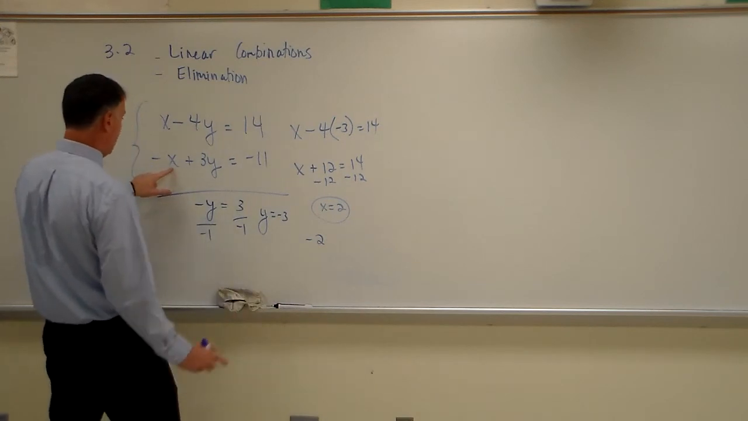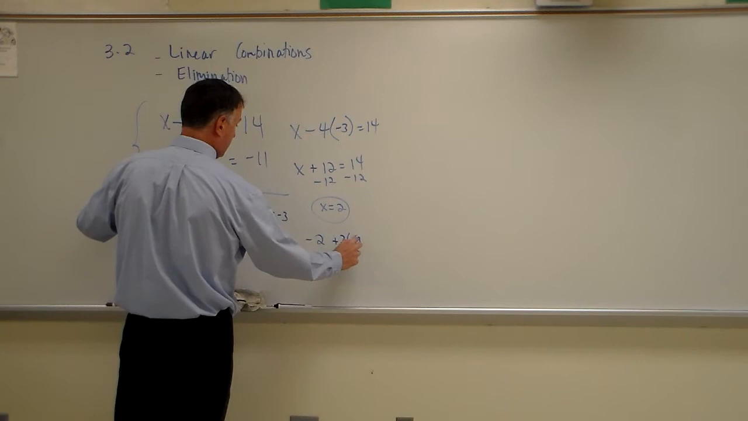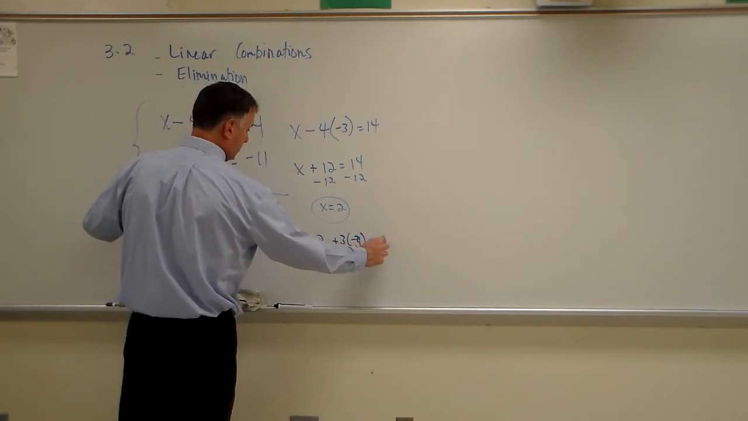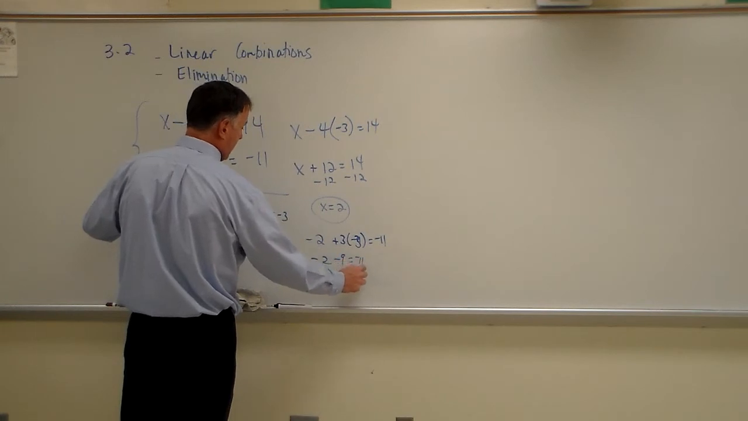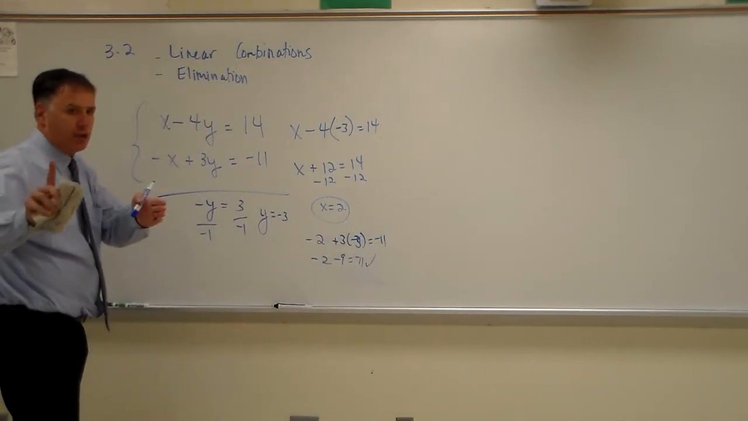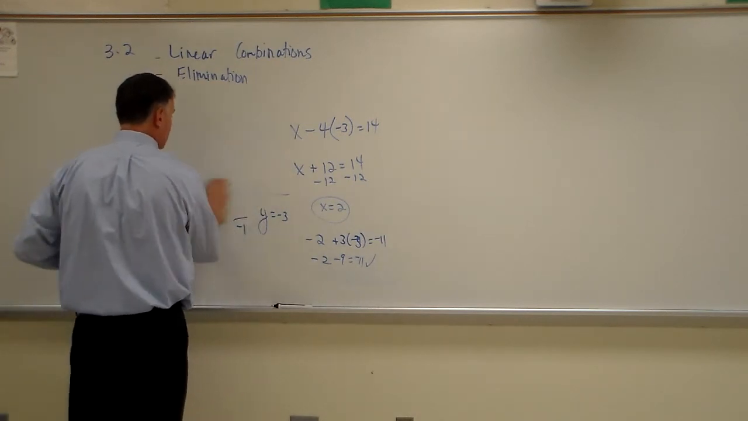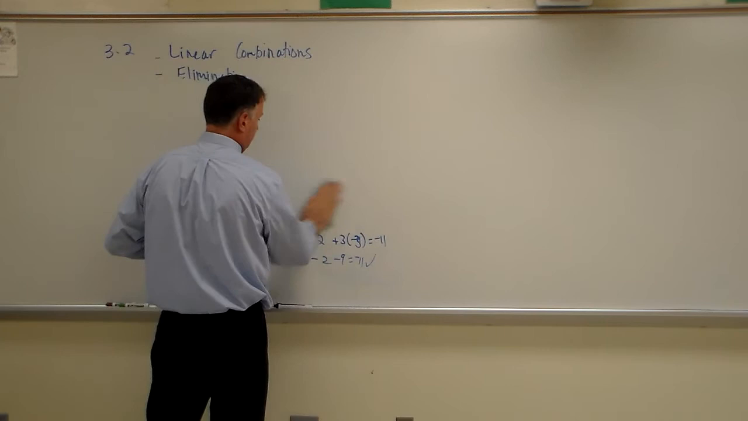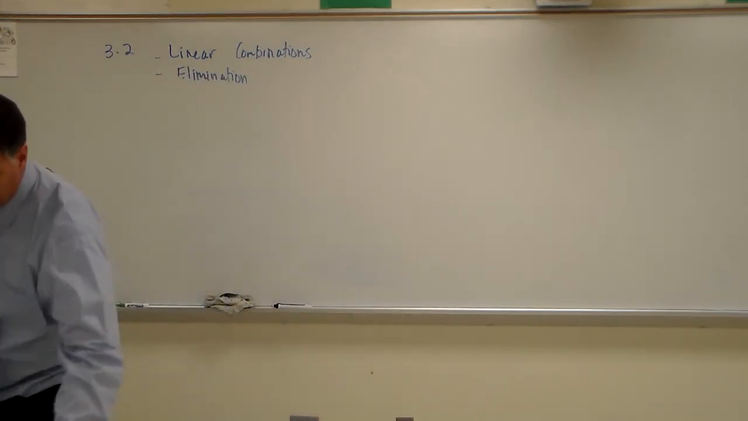Let's look. Negative 2 plus 3 times negative, whoops. I guess it's okay. Yeah, that's all right. I don't know what I was thinking of. Negative 2 minus 9 equals negative 11. It checks out. Okay? So sometimes you can look at the equations and tell that they're going to cancel. Right? Sometimes it's not that easy. Sometimes you've got to do one or two steps to make it cancel.